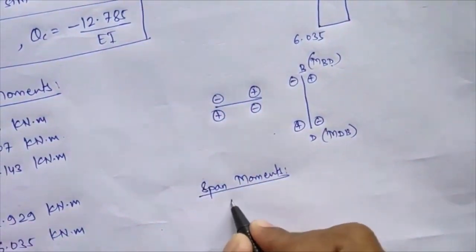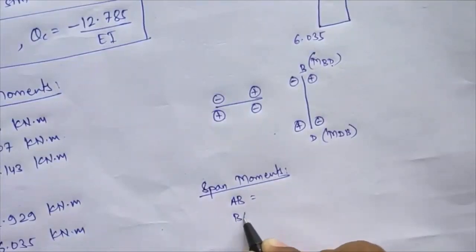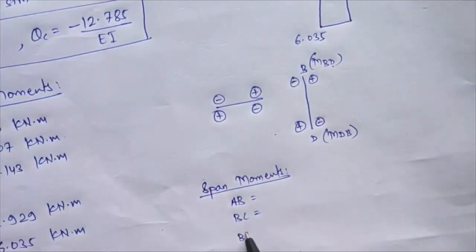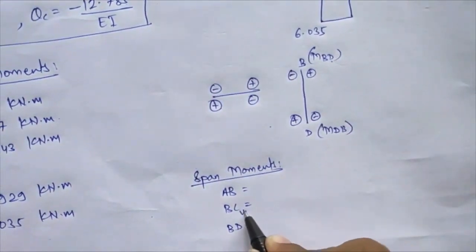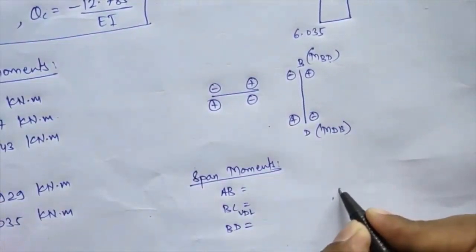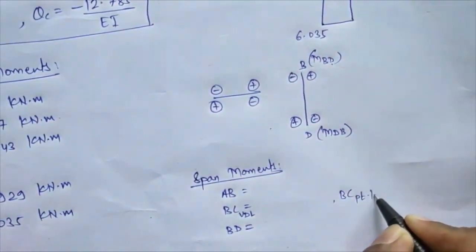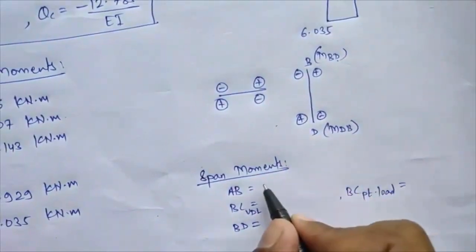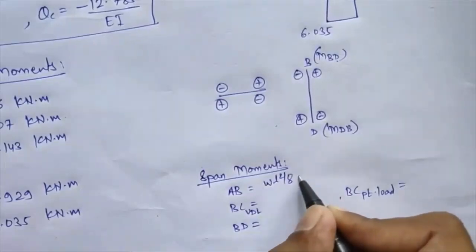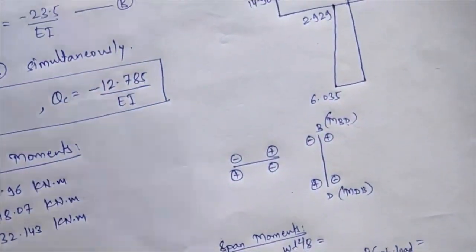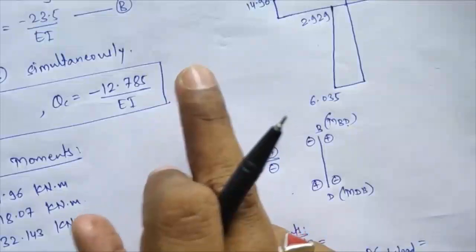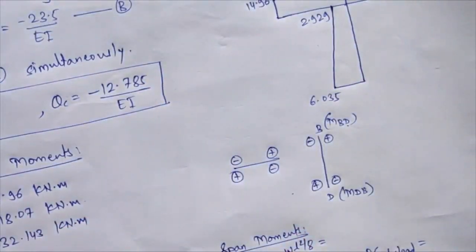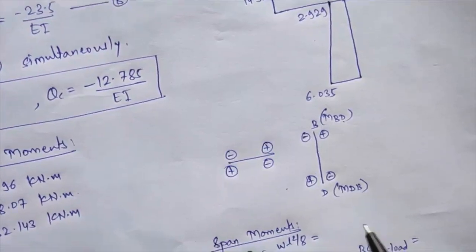Okay, span moment AB, span moment BC, and span moment BD over there. In span moment BC we are having two loadings over there, that is one is for UDL and one will be for point load. So here I'll write BC for UDL and second I'll write BC for point load. Okay, so for UDL span moment is given by WL square by 8. So in span AB loading is given to equal to 12 kN per meter at a distance of 4 meter. So if you calculate that, that will get as 12 into 4 square divided by 8, that will get as 24.